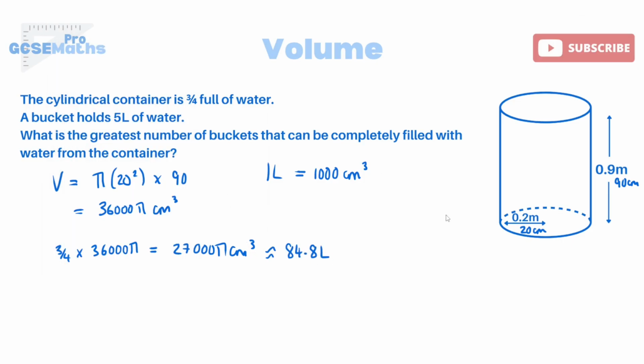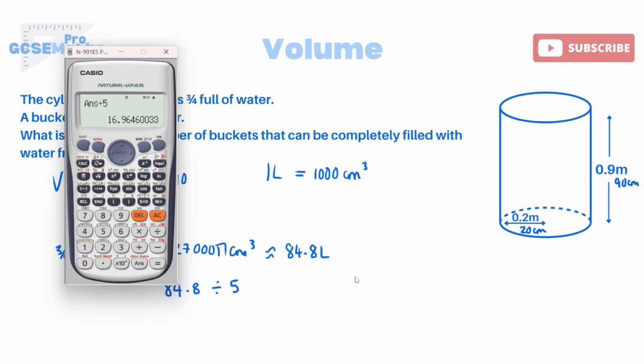Okay, so how many times can I fill up the bucket? Finally, I'm going to do 84.8. Obviously, I'm going to use the whole of the decimals, right? On my calculator, but I'll just write that down for now. Divided by 5 gives me 16.96.